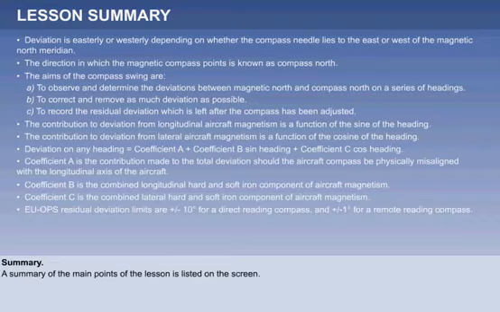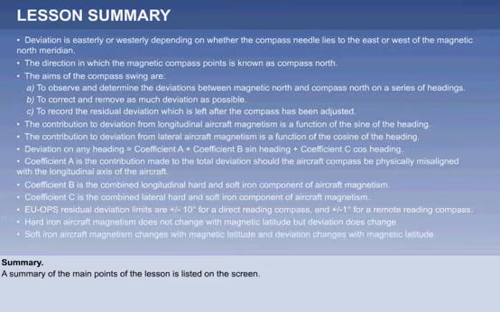The regulatory residual deviation limits are plus or minus 10 degrees for a direct reading compass and plus or minus 1 degree for a remote reading compass. Hard iron aircraft magnetism does not change with magnetic latitude, but deviation does change. Soft iron aircraft magnetism changes with magnetic latitude, and deviation changes with magnetic latitude. The occasions when a compass swing may be necessary should be noted.